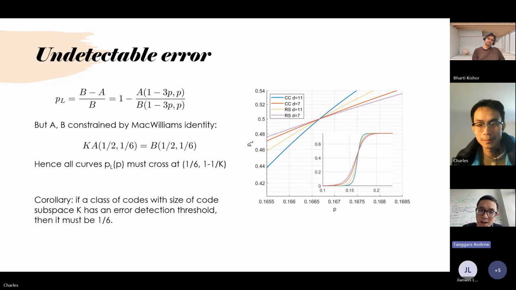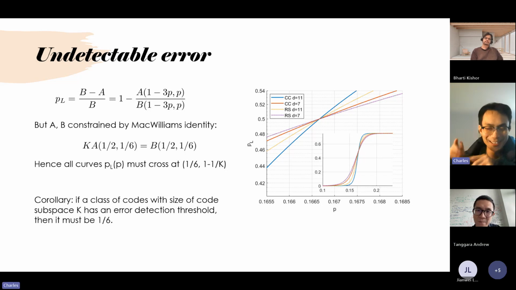Yeah, just a quick one. So in general, if I have multiple codes with different distances and all that, can I think of finding the point where they cross as solving a system of polynomial equations or something like that? Yeah, I think we can think of it like this. And the MacWilliams identity actually ensures that there's always a solution here. Awesome. Thanks.